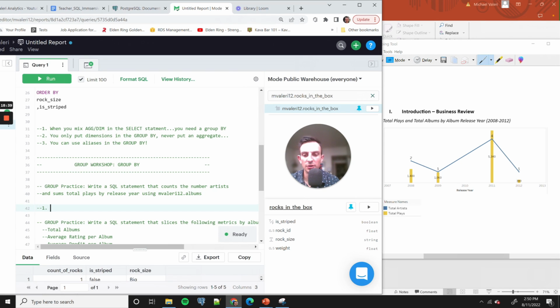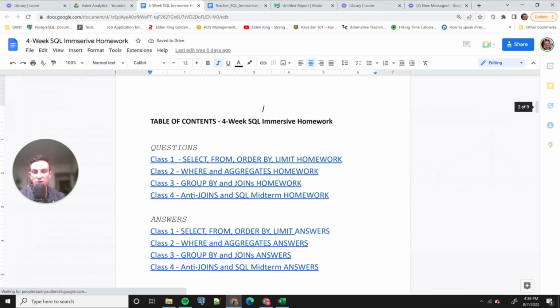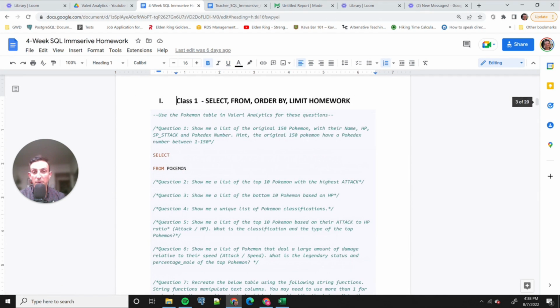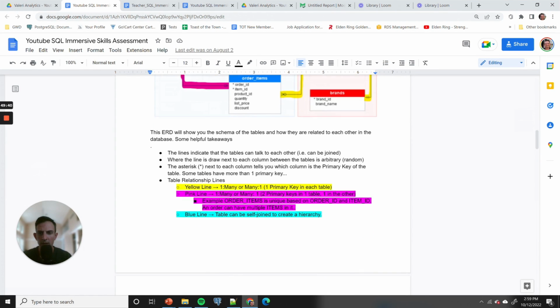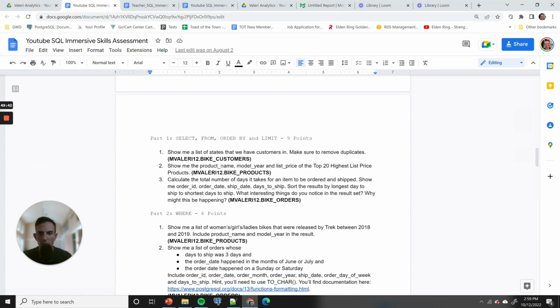Step one. Homework assignments. The questions for homework one are going to be Pokemon data. And a comprehensive skills assessment, testing your knowledge of the material. What you'll notice is that each section of the immersive skills assessment covers a specific topic.